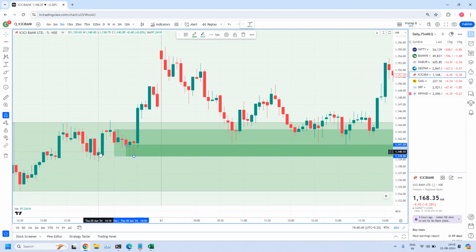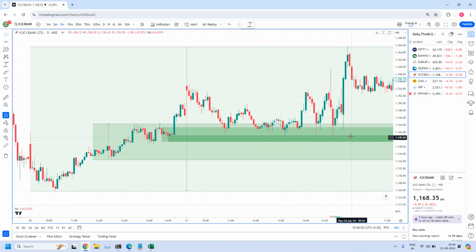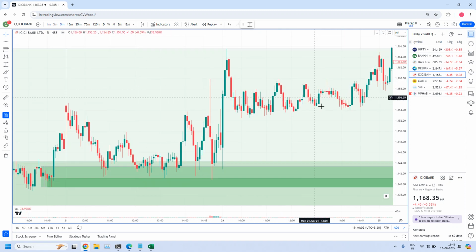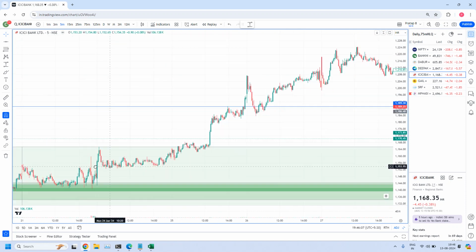But you should also remember there is still order flow there. Drop base rally. You can keep your stop loss here. This drop base rally, there you can keep the stop loss. That way you can plan your trades. If you want to take another trade, because this could be a high liquidity zone. So this is how ICICI Bank is fine tuned.